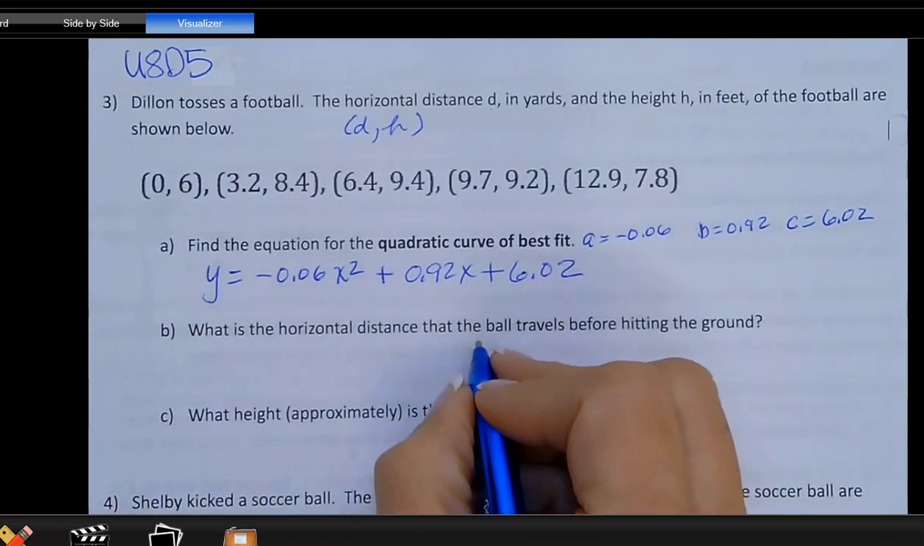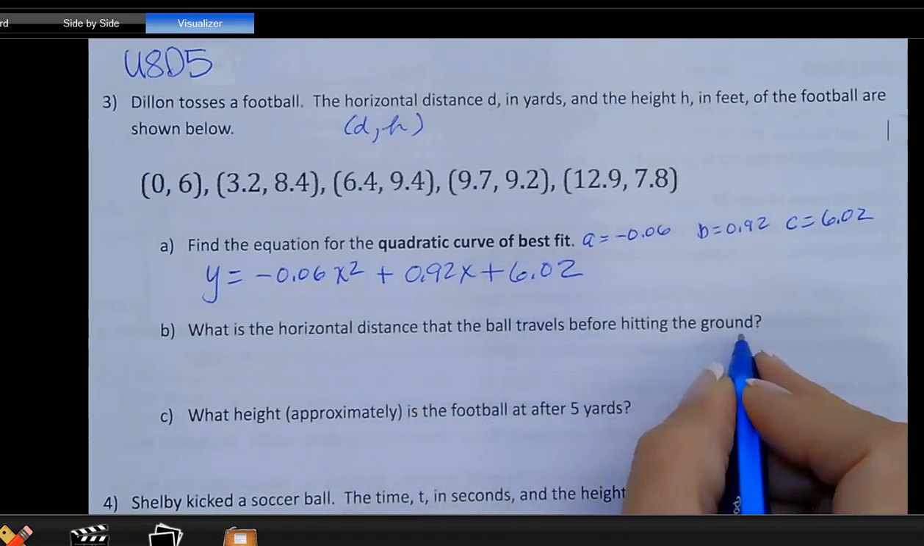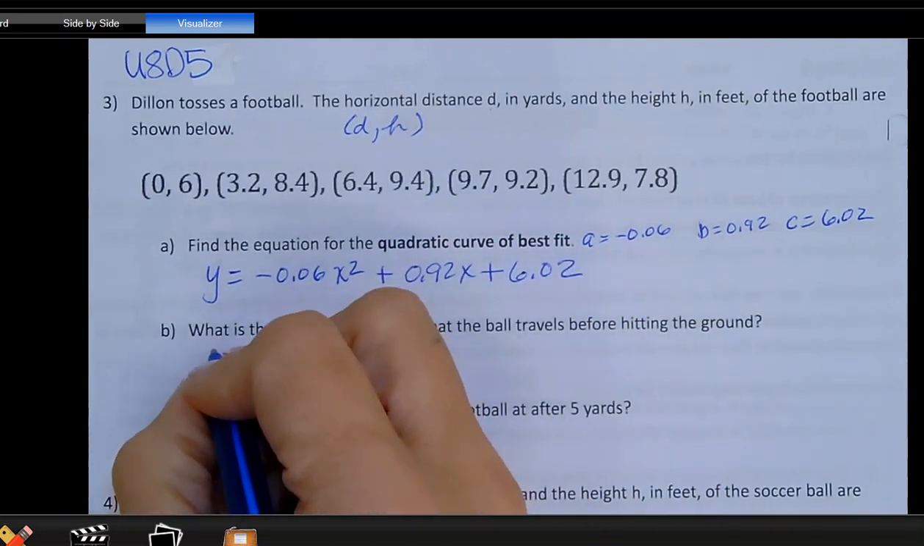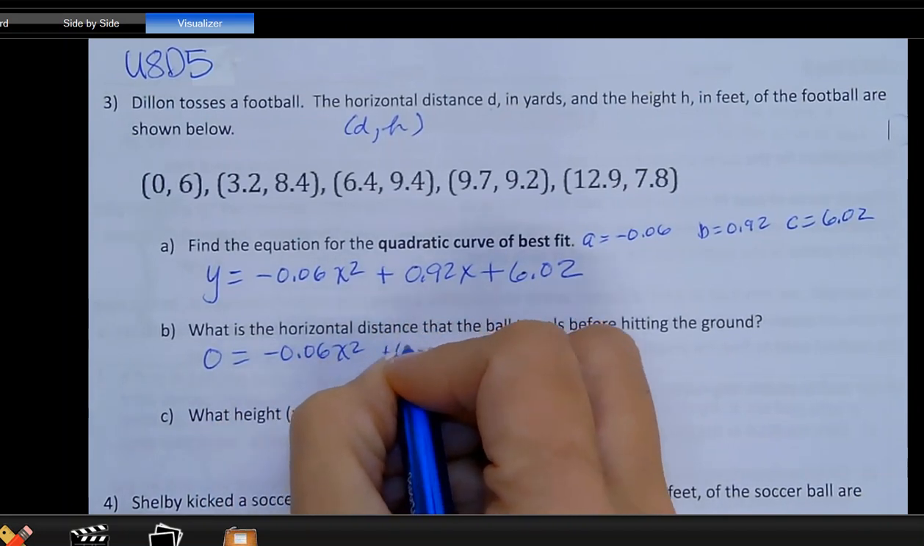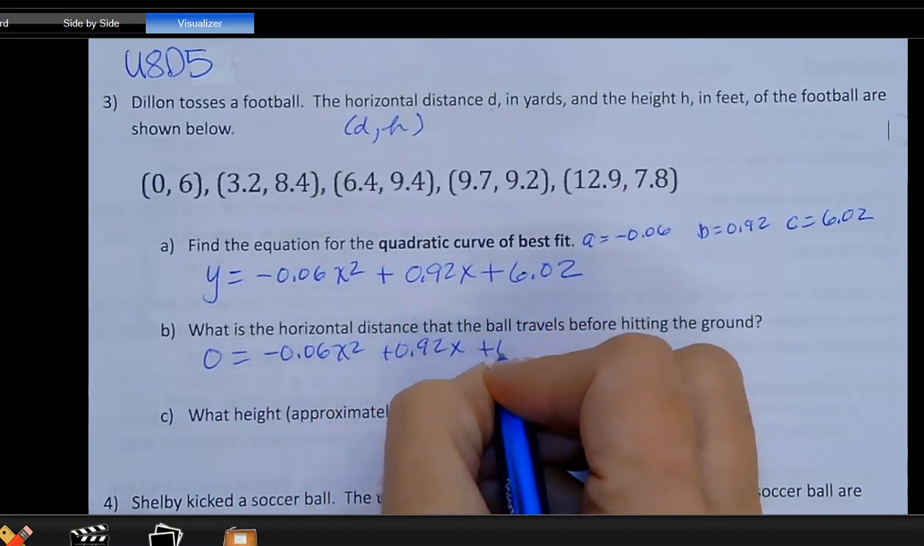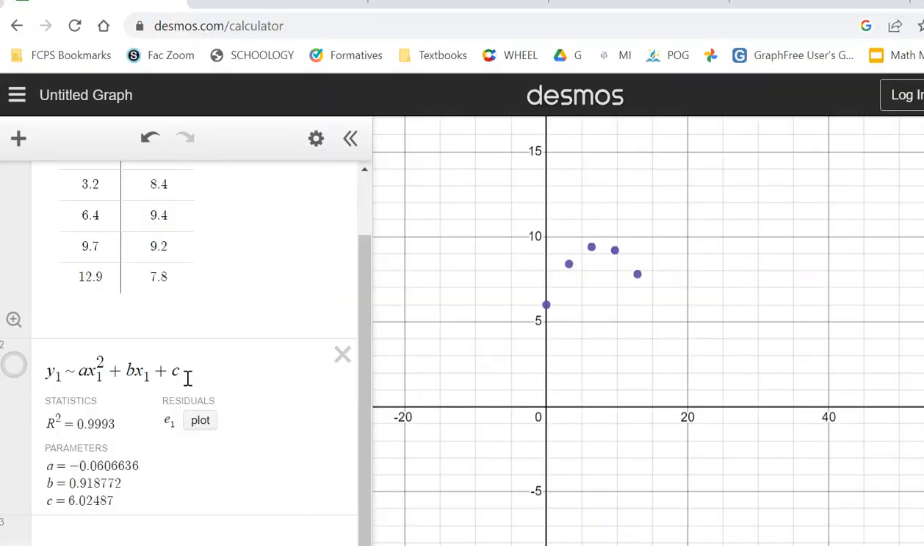Now, the next part says what horizontal distance does the ball travel before it hits the ground? If it hits the ground, I know y equals 0, right? That height is 0. So I'm going to solve negative 0.06 x squared plus 0.92x plus 6.02. And of course I could solve that using the quadratic formula, but I've already entered this into Desmos. And so if I show my curve, before I had my curve off, but if I show my curve, see how nicely that lines up?